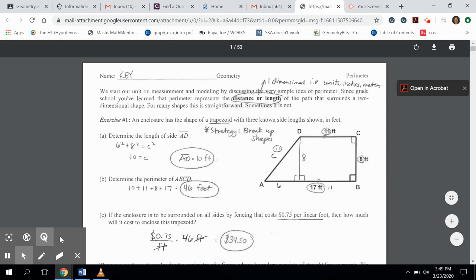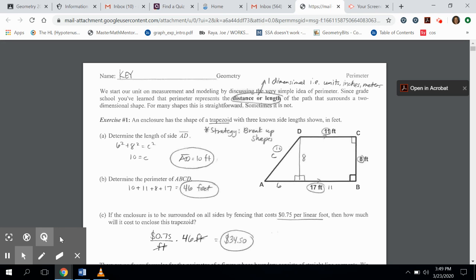Hi guys, we are starting our measurement unit. So we're going to first talk about one-dimensional measurement, which would be finding perimeter or using any sort of length. So I gave you a little list here of one-dimensional. What does that mean? If you use the word units, inches, meters, basically anything you can measure with a tape measure. The first example is fairly straightforward.